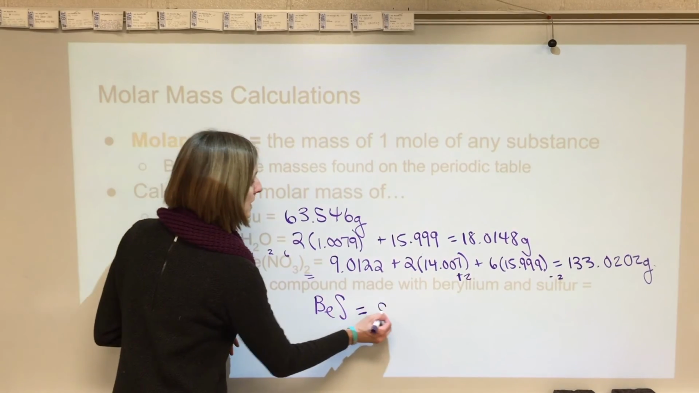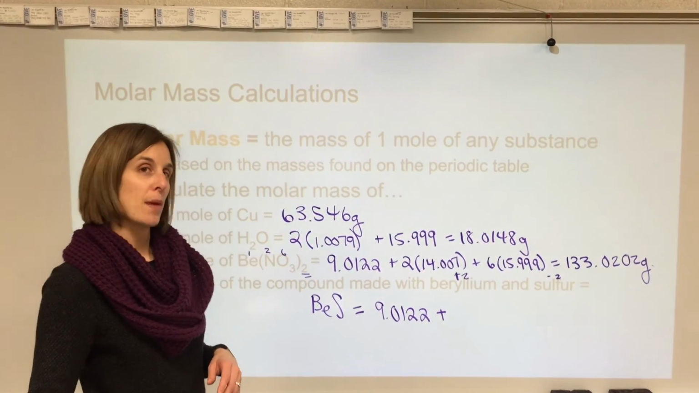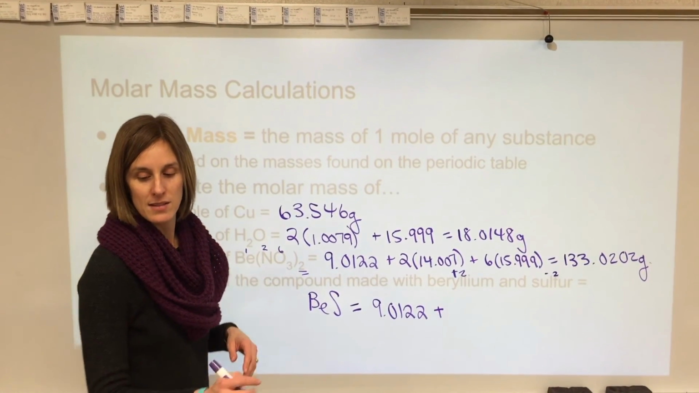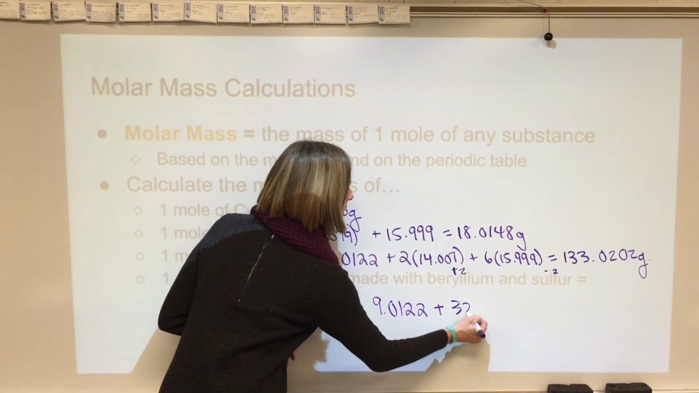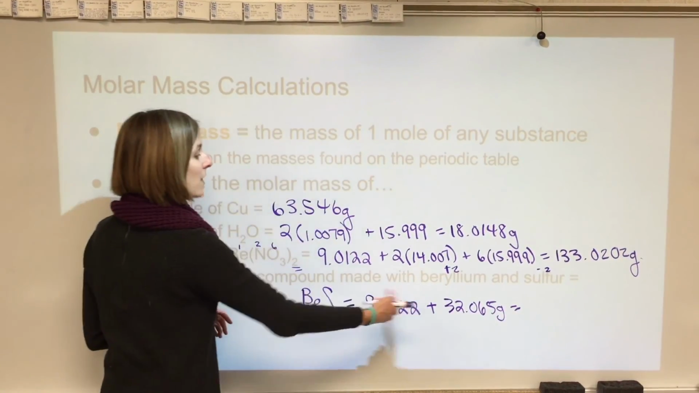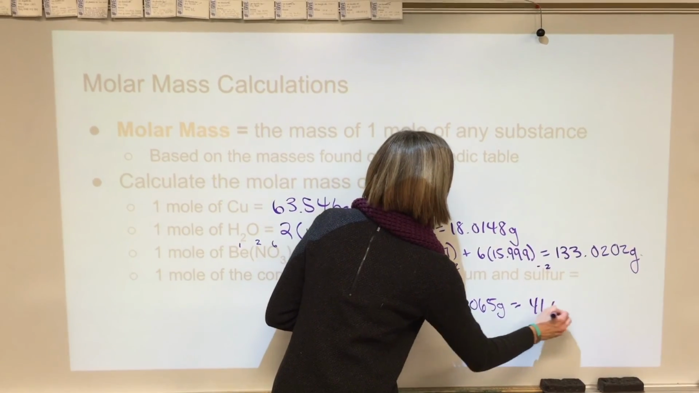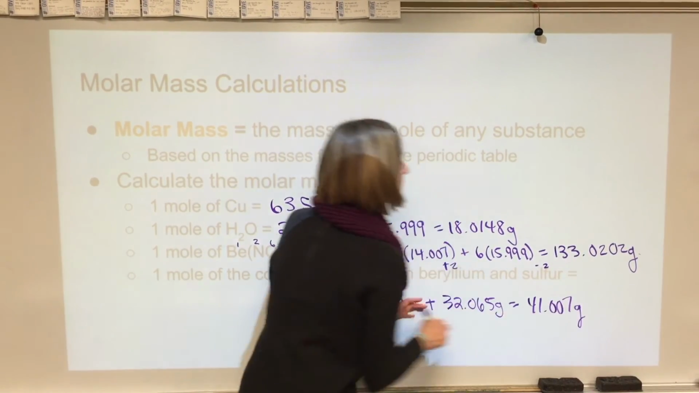So I have the mass of Be from above, from the periodic table, and then I would go to my periodic table and find the mass of S, which in this case is 32.065 grams. I would then add these two values together to get a total mass of 41.007 grams. And that's it.